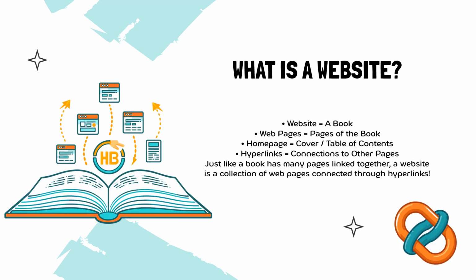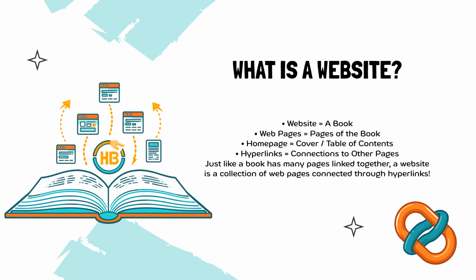Now, let's understand the difference between a website and a web page. I'll use a simple analogy. Imagine a website as a book. A book contains many pages, right? In the same way, a website can contain many web pages. The home page is like the cover or table of contents of the book. It's usually the main page that helps you access other parts of the website. And the hyperlinks are like connections that allow you to move from one page to another, right?